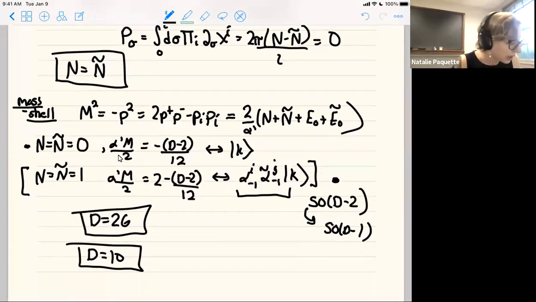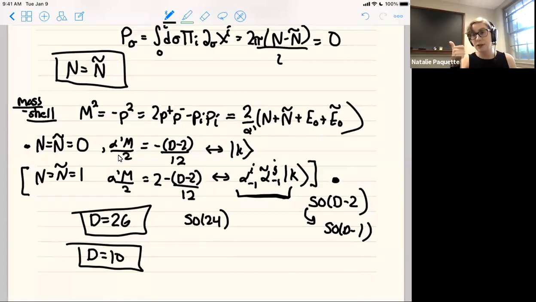But when it comes to these massless states, we have a 2-index tensor of SO(D-2). So that's SO(24). A 2-index tensor can be split into a symmetric traceless tensor, an antisymmetric tensor, and a trace piece. And that's nothing but the metric, the B field, and the dilaton that we have seen before. So that's reassuring.